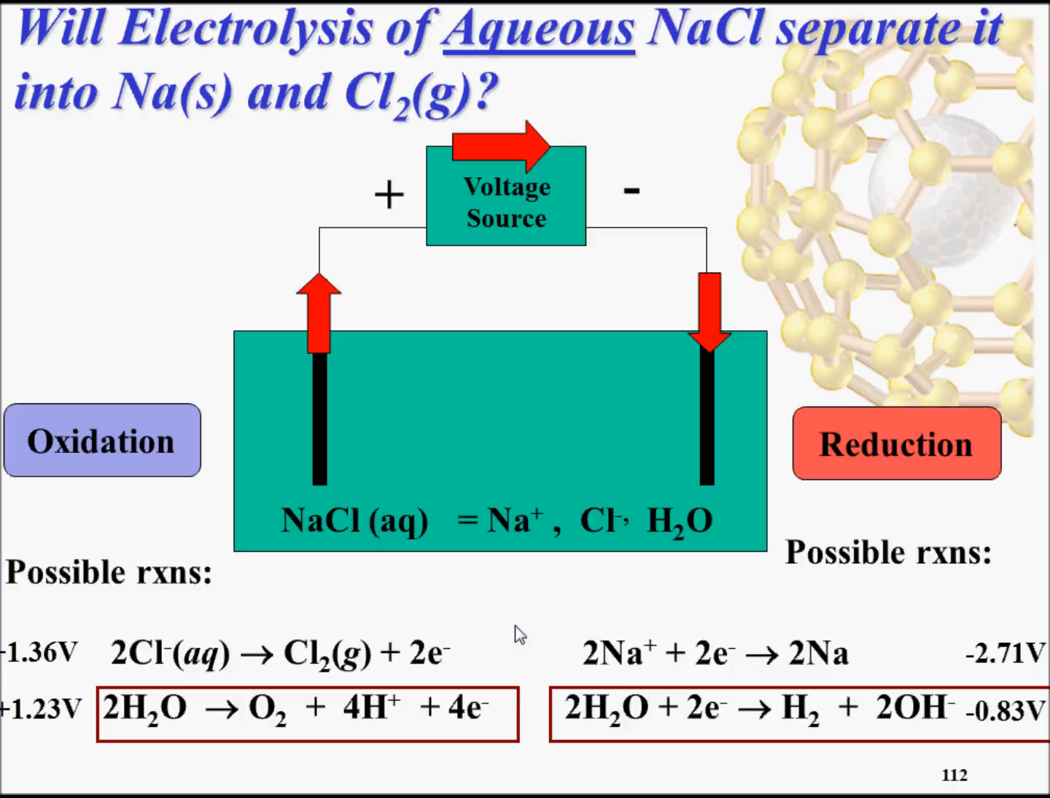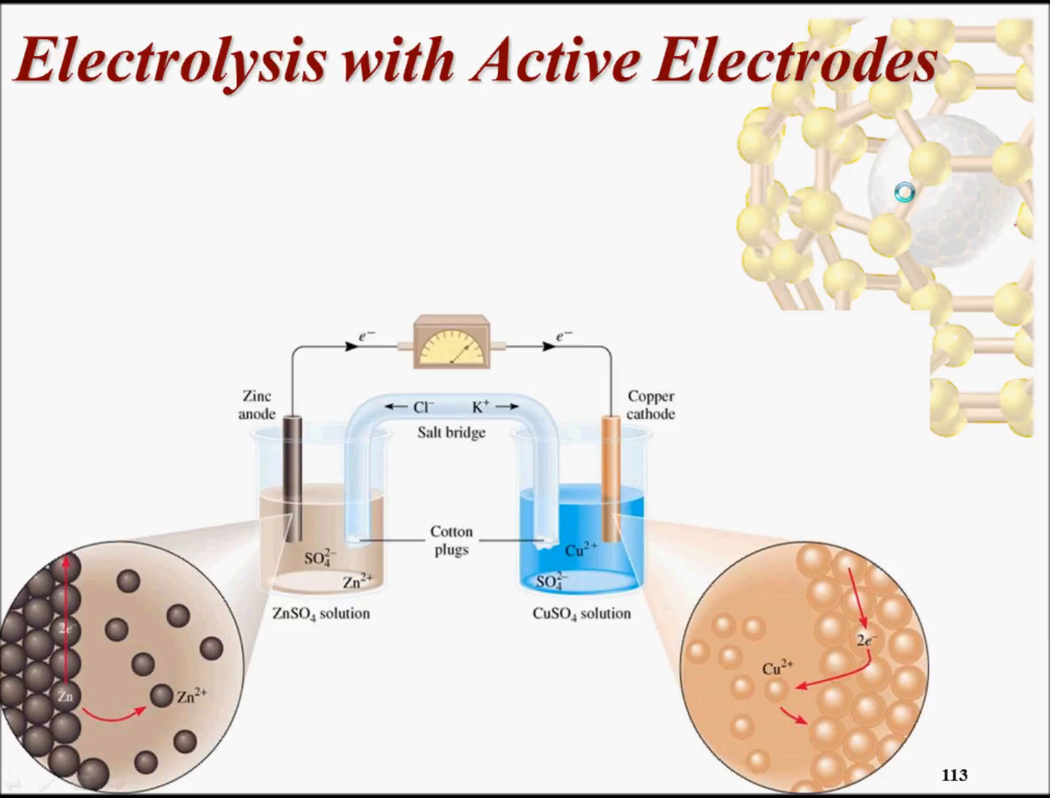We can see from looking at the reduction potentials that we're going to be producing oxygen gas and hydrogen gas instead of making sodium metal and chlorine gas. So again, these are electrolytic cells. Electrolysis is a pretty big deal.